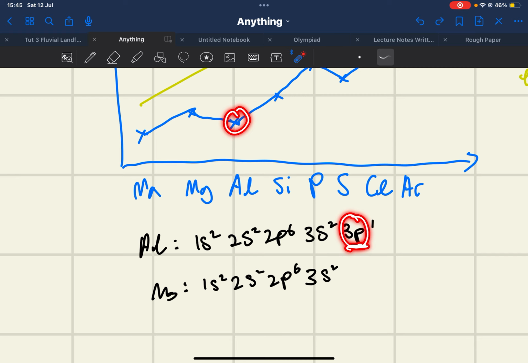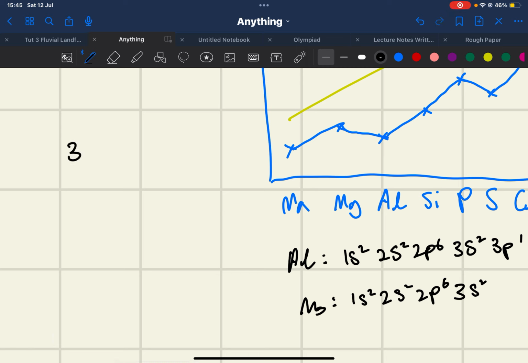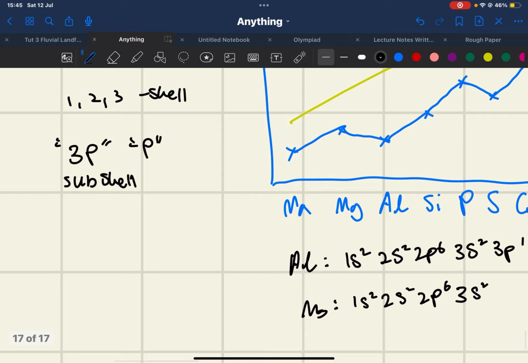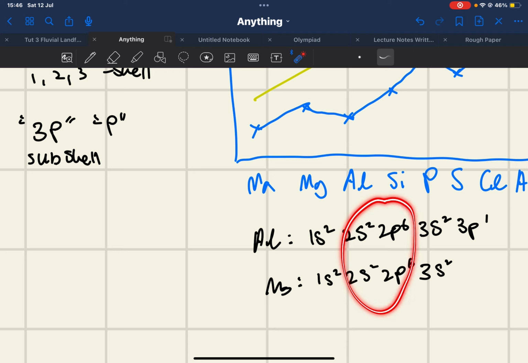3p subshell. Okay, how do you know which one to use, orbital or subshell? If it's just 3p alone, or p, it is actually a subshell. What is a shell? Shell is 1, 2, 3, your shell. So in other words, if I say first electron shell, it means it's the most inner one. So first electron shell consists of 1s and 2s. Second electron shell consists of this. Okay, and then within this is actually your subshell.